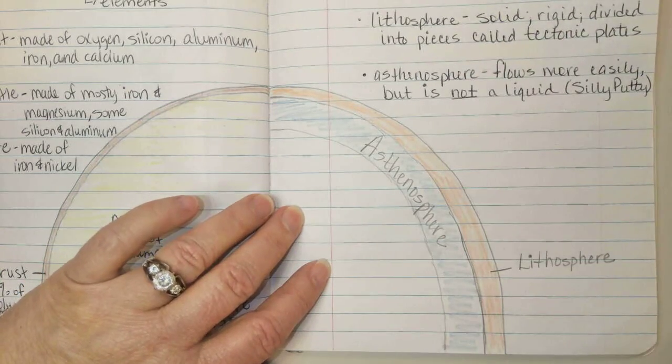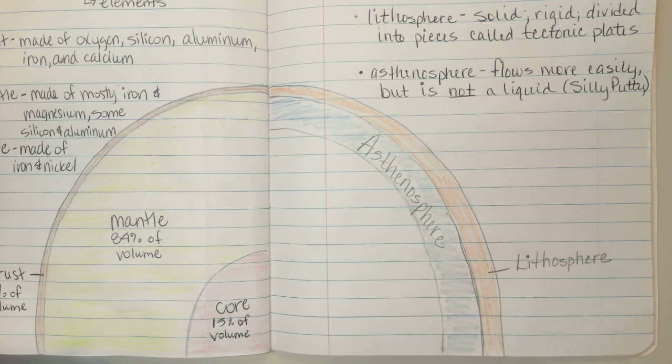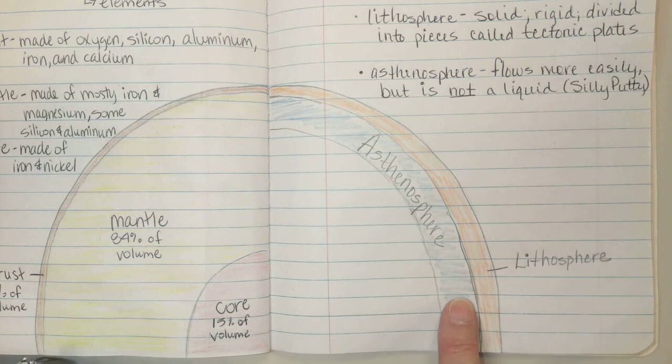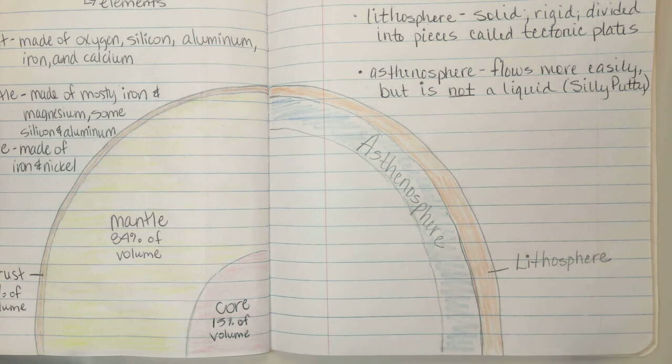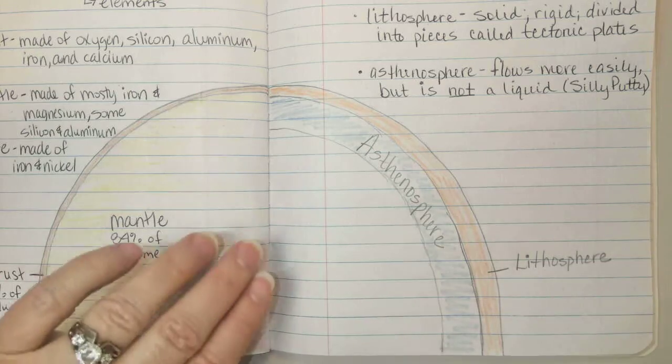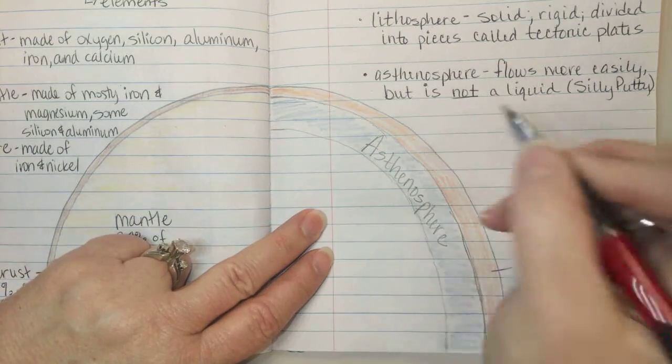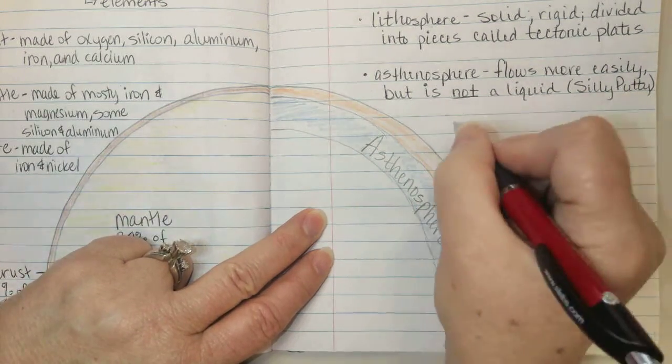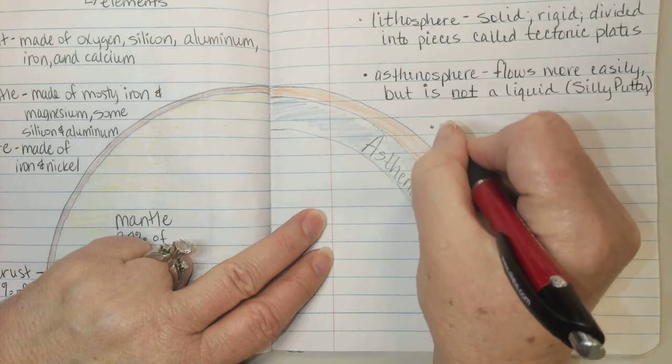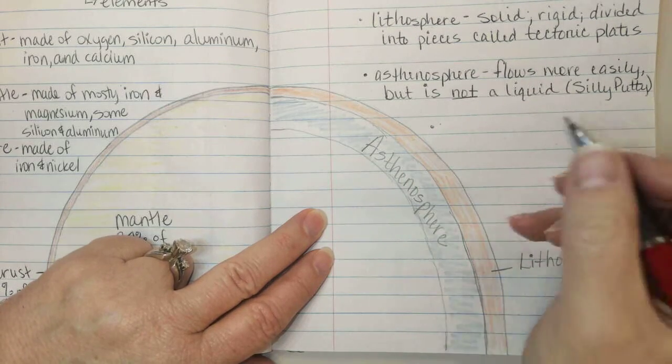All right. So when we talk about the asthenosphere, it's below the lithosphere. It includes the upper part of the mantle, but it doesn't go completely down into the mantle. So here we go. We're going to talk about the mesosphere now. So we're going to go ahead and go down.